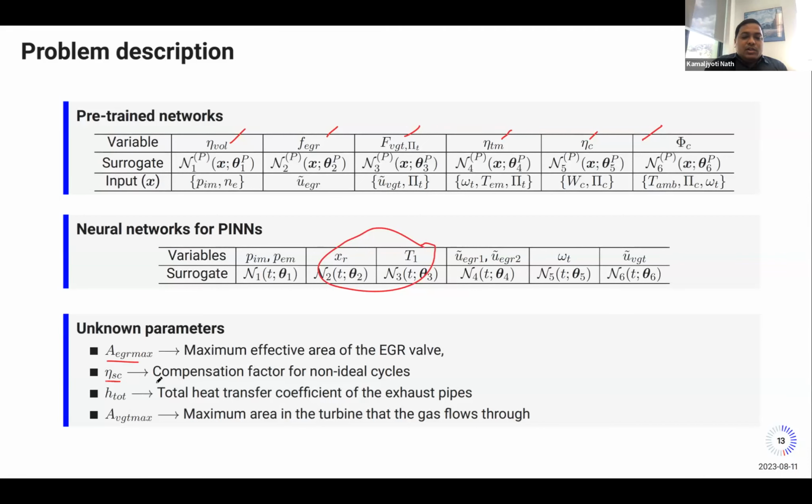H total is for a non-ideal cycle. So we can tell whether the engine is running on a non-ideal cycle. And then H total gives the heat transfer coefficient in the exhaust pipe. So if my exhaust pipe is not working properly, my H total will change. And this is the VGT maximum area. So if there are any deposits in the VGT, the value will change.